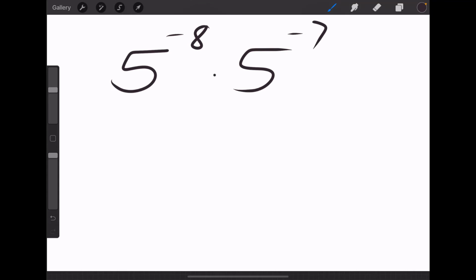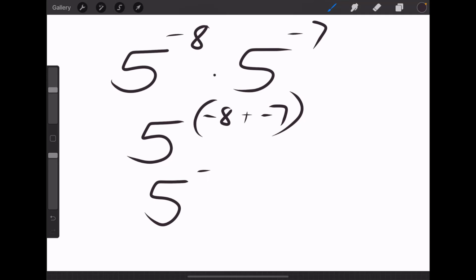Okay, this next problem is actually number 10 on your worksheet. So we will have 5 to the negative 8th power times 5 to the negative 7th power. Again, we're going to apply our product of powers property, and that's going to become 5 to the negative 8 plus negative 7 power. So now we'll add our negative 8 and our negative 7, and that gives us negative 15. So we have 5 to the negative 15th power. Then we'll apply our negative exponent property, and it will become 1 over 5 to the 15th power.